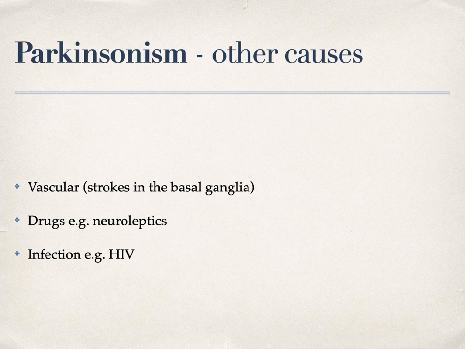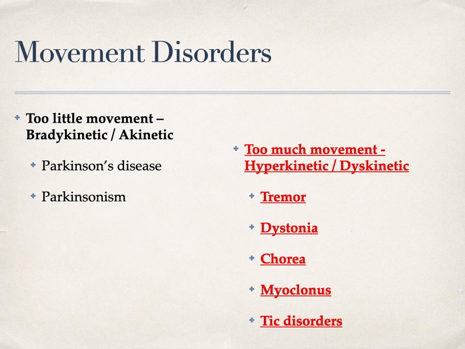As I've already alluded to, drugs that block dopamine, and specifically the typical antipsychotics, but also the atypical antipsychotics, can cause Parkinsonism. And other causes include infection that can damage the basal ganglia, especially HIV. So that's a whistle-stop tour through too little movement or bradykinetic movement disorders. So let's talk a little bit about hyperkinetic movement disorders and tell you about what all these terms mean.